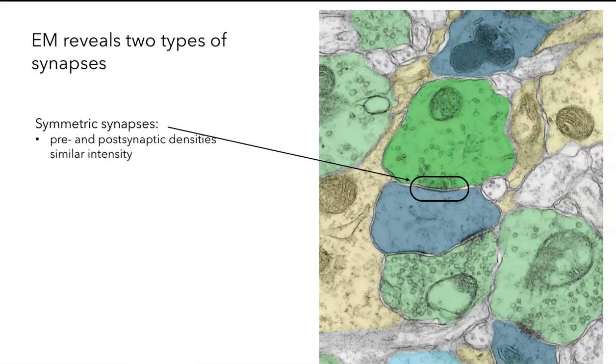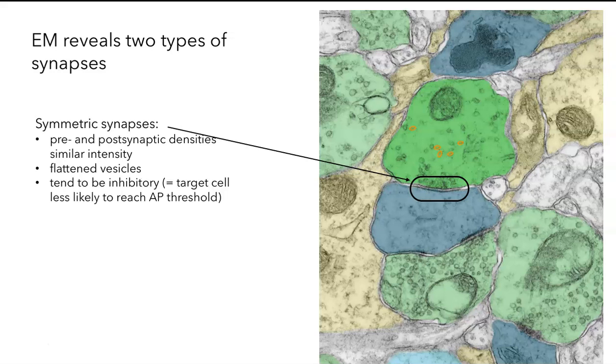And what you can see if you look at the lines in that circle is that they're about the same intensity. The presynaptic cells have lots of vesicles. I haven't colored them all, but the ones that I have colored show you that they appear a little bit flattened. And at least in tissue that's been prepared for electron microscopy, when you see flattened vesicles like that, it tends to correspond to inhibitory synapses.